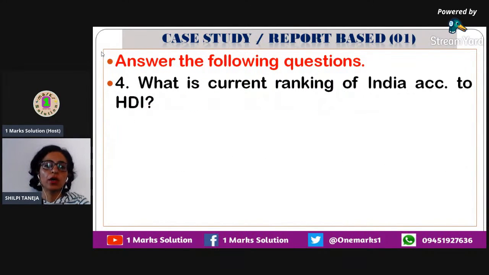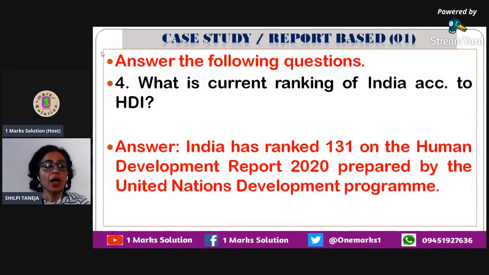Next question, what is the current ranking of India according to HDI? You have to keep this in mind. This is as per 2020 report. India has ranked 131 on human development. This is a rank. Alright, Human Development Report 2020 prepared by UNDP.